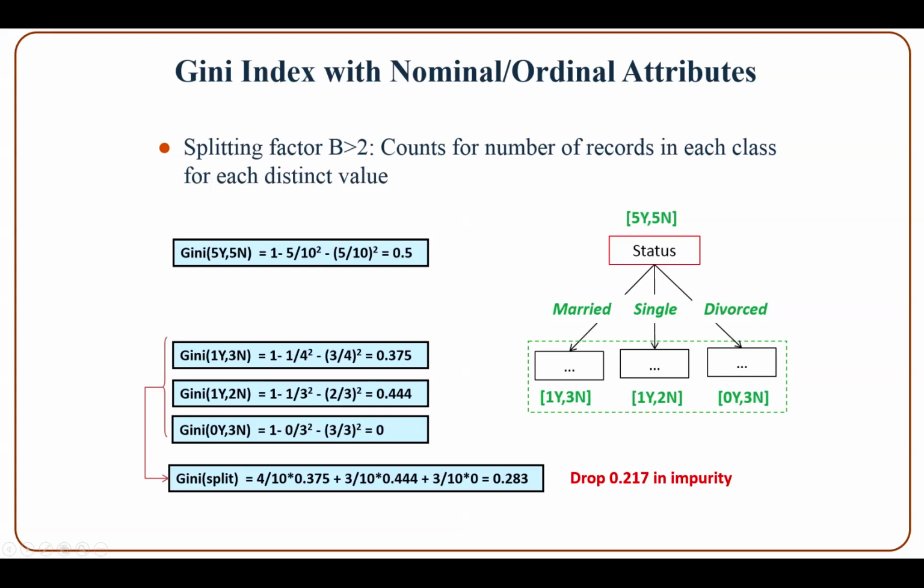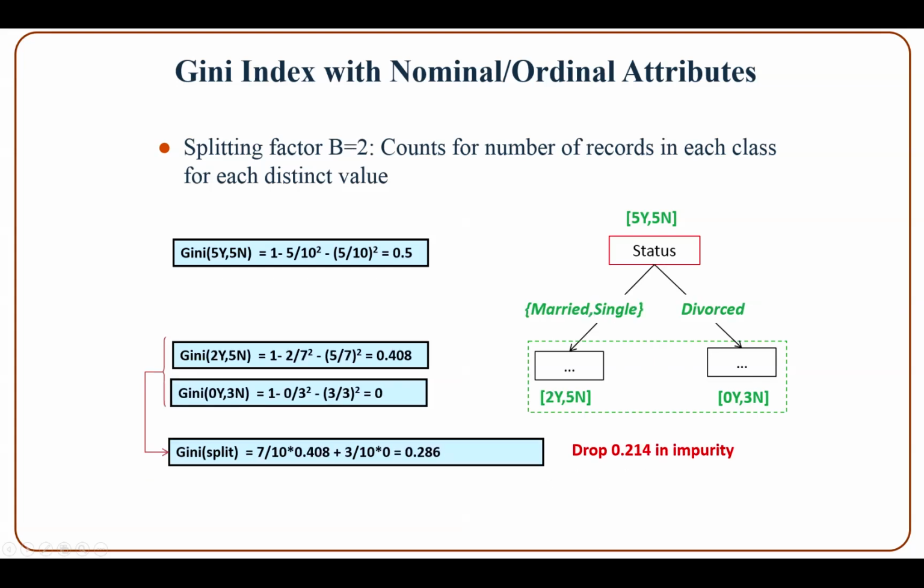With the status of married, you have 1 yes and 3 no. With the status of single, you have 1 yes and 2 no. And with the status of divorced, you have 0 yes and 3 no. Now from there, similarly, you follow the same steps to calculate the drop in impurity.